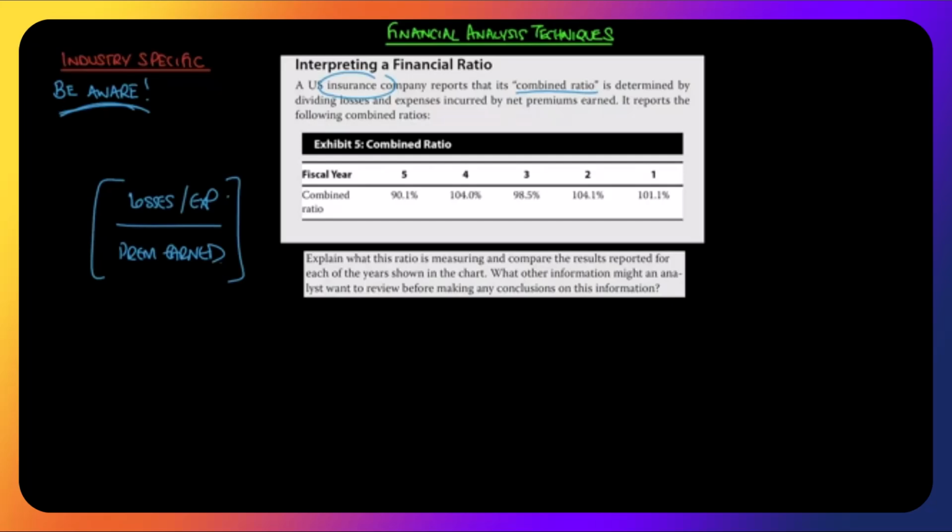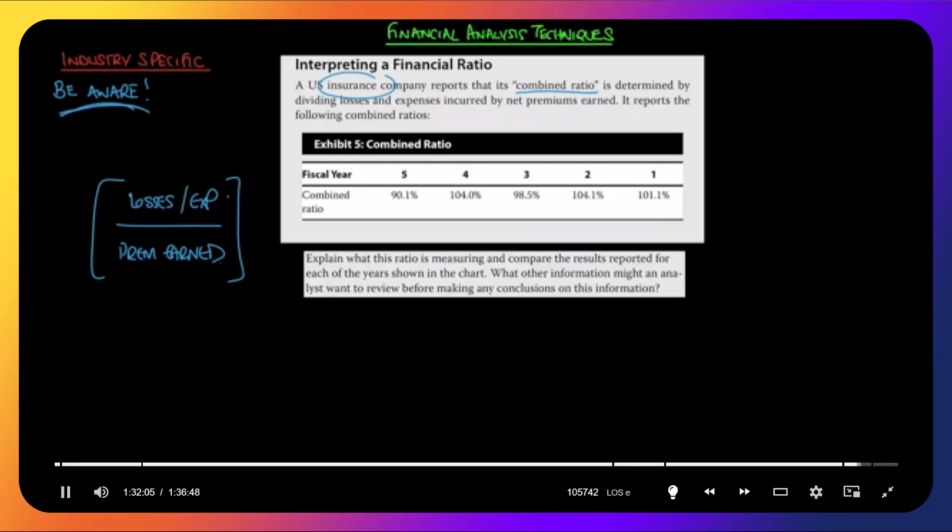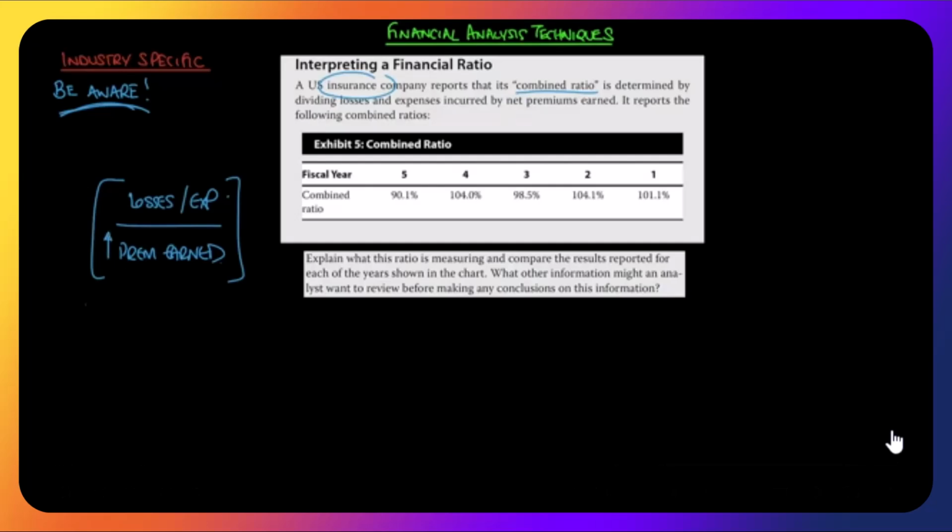Losses divided by premiums. If I want to put a positive spin on this, if I want to conclude good things are happening, what do I want to see happening? It would be great if premiums earned were high and losses were low. So for this ratio, lower is better. That's what I would conclude.